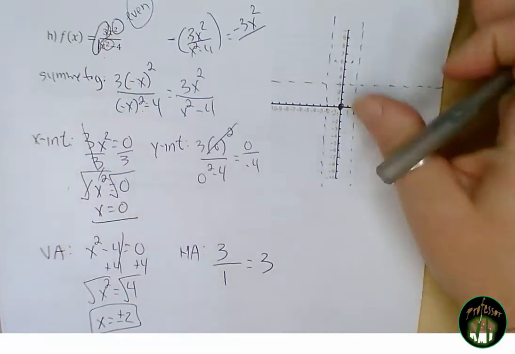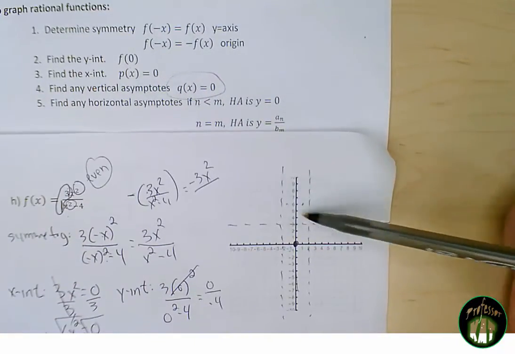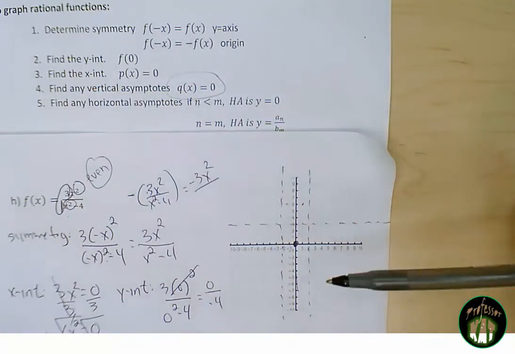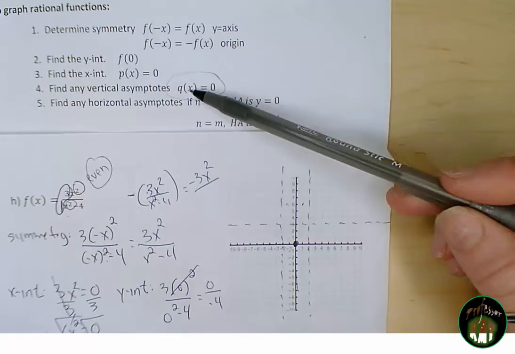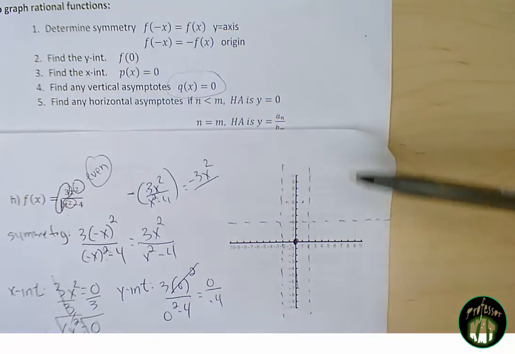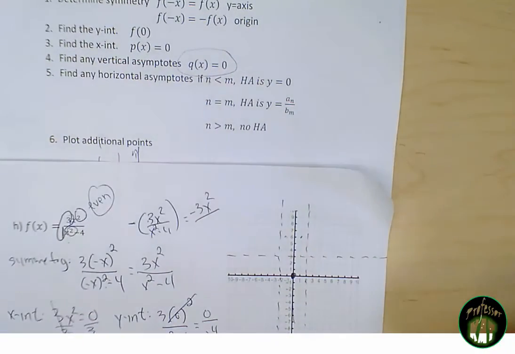So, right, we went through and we determined the symmetry, right? And we saw that this had y-axis symmetry. We found our x and y intercepts. We found our vertical and horizontal asymptotes. And this is what we're looking at, which doesn't give us a whole bunch of points for our graph. Our last step says plot additional points here.